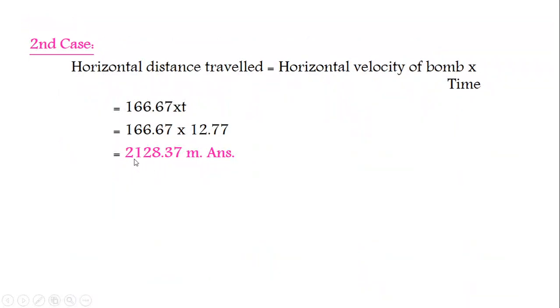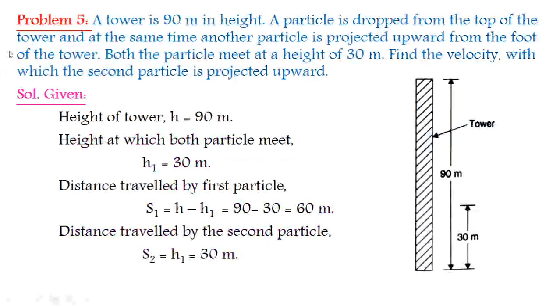Now we will get the answer: 2128.37 meter, the horizontal distance. Along with the plane in the horizontal direction, the bomb has traveled a distance of 2128.37 meter. We found both cases. Now our second problem, problem number 5.